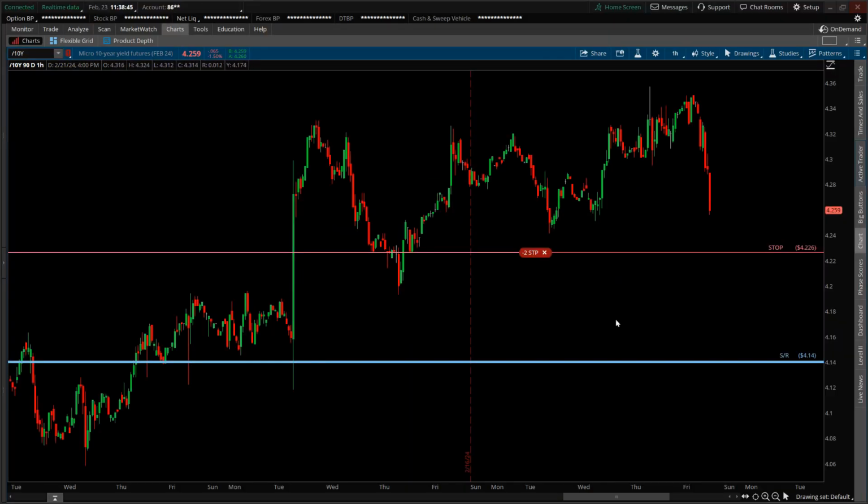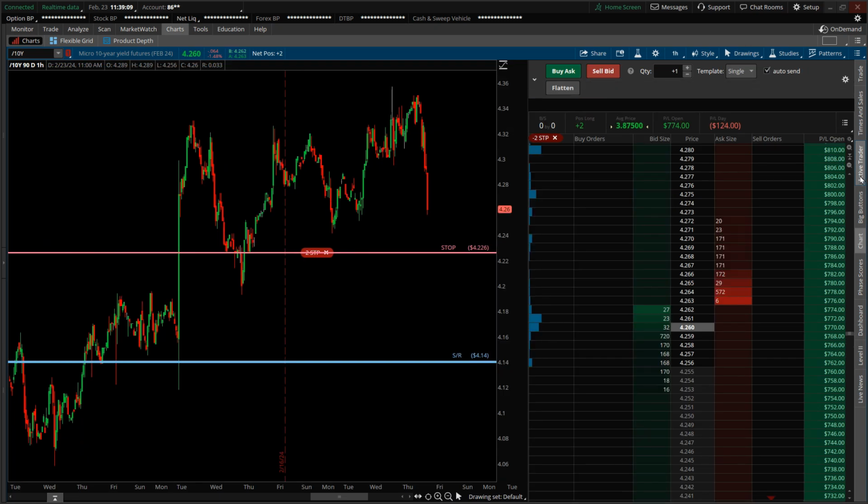I didn't think I was going to be doing another status check, but it is Friday, February 23rd. And so far this morning, the 10-year yield has been selling off. It's lost almost 7 cents at this point. And so what I did, I've walked my stop higher. It's sitting now at 4.226, which is a little above $700.